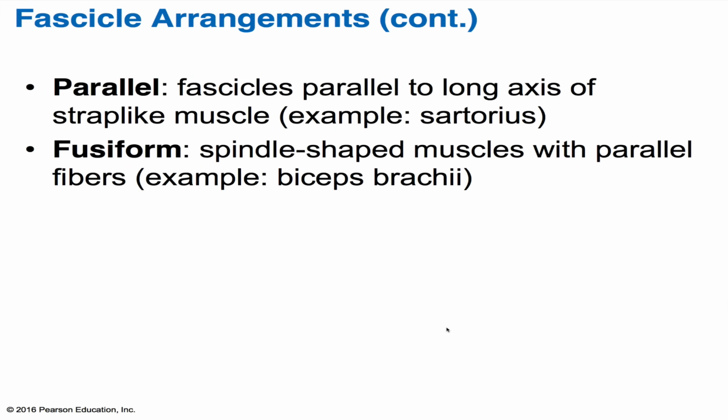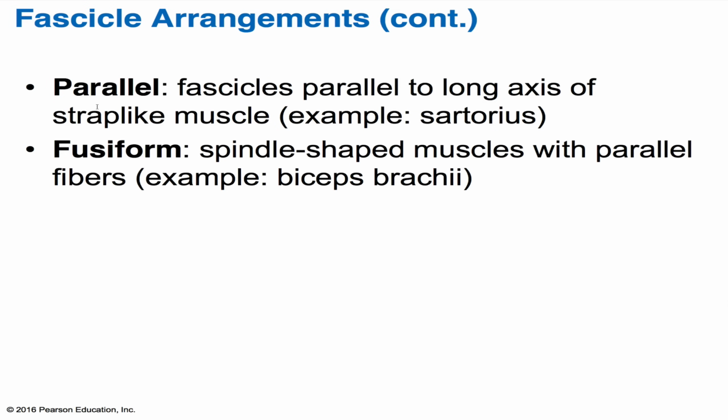In a parallel arrangement, the long axis of the fascicles runs parallel to the long axis of the muscle. Such muscles are either strap-like, as in the sartorius muscle of your thigh, or they can be spindle-shaped, as in your biceps brachii. Now, in this book, we differentiate this. When the muscle is spindle-shaped but still has parallel fiber arrangement, we call it fusiform. If it's not spindle-shaped, but the fascicles are running parallel to the long axis and they're strap-like, then we call them parallel.